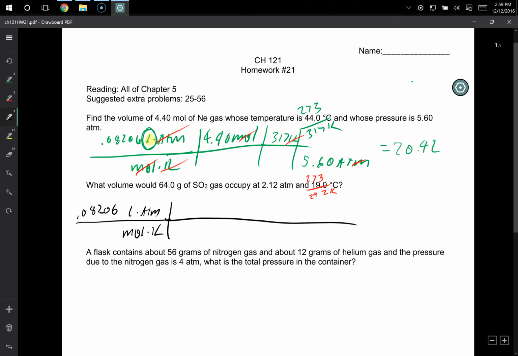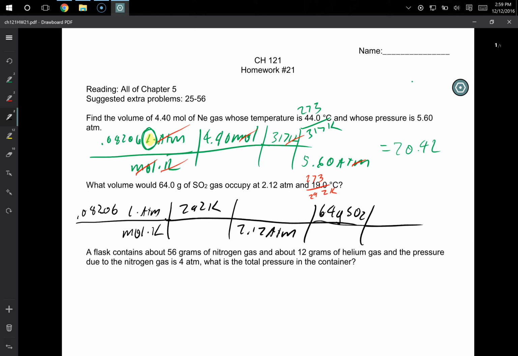Okay, what do we got here? 292 K, and then I've got 2.12 ATM. And I don't have any moles, but I've got 64 grams of SO2. And it's pretty close to 64, isn't it? 15.9994 times 2 plus 32.06. It's 64.06.